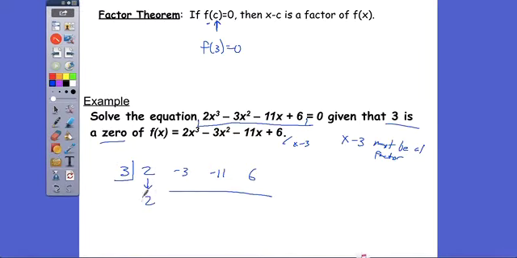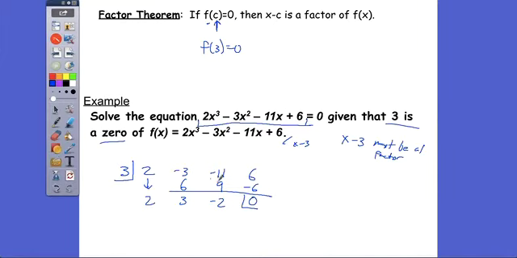2 comes down, 3 times 2 is 6. Negative 3 plus 6 is 3. 3 times 3 is 9. Adding those two, combining like terms, negative 2. 3 times negative 2 is negative 6. Oh yes, 0. 0 is the remainder. That's the first time that's happened. That makes sense because it means that if we knew we could factor out an x minus 3, we could have done so.